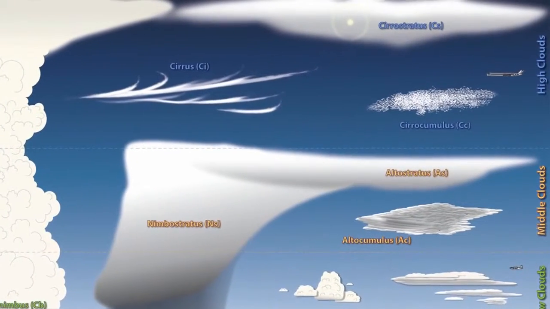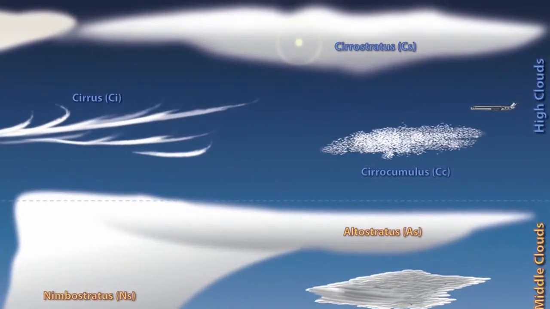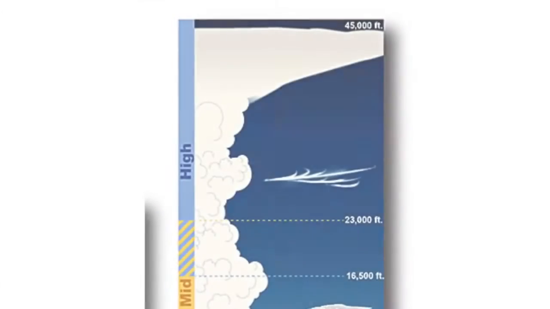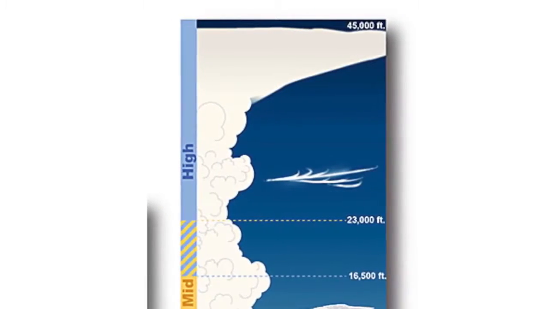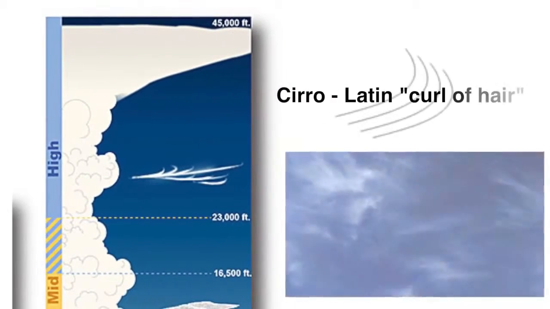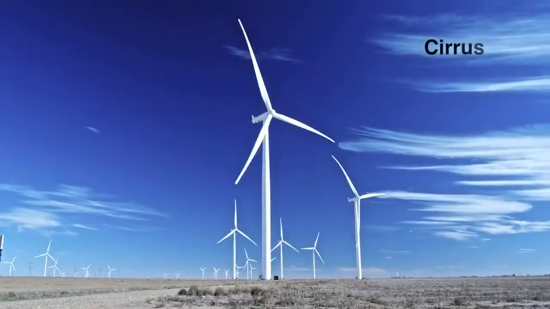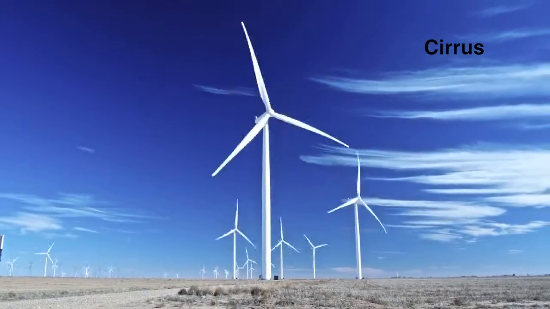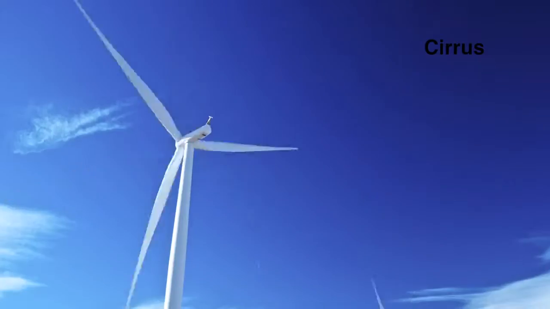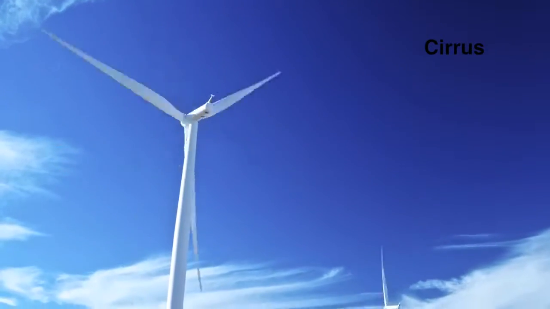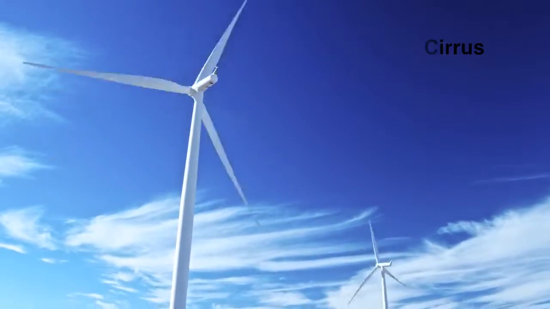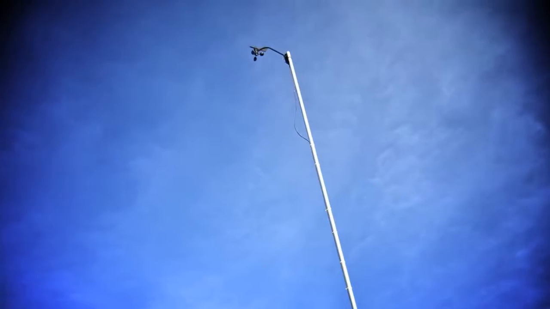Cirrus clouds are high-level clouds that typically form between 16,000 and about 50,000 feet above the Earth's surface. And the Latin word cirro means curl of hair, and many times cirrus clouds can mimic curls of hair due to the thin, wispy structure that they exhibit. Cirro can also be used as a prefix to describe high-level clouds.